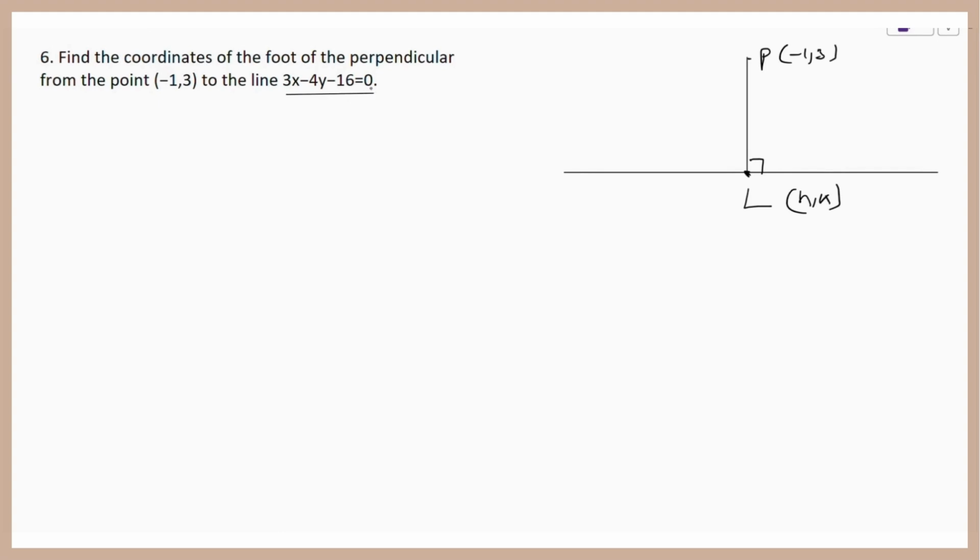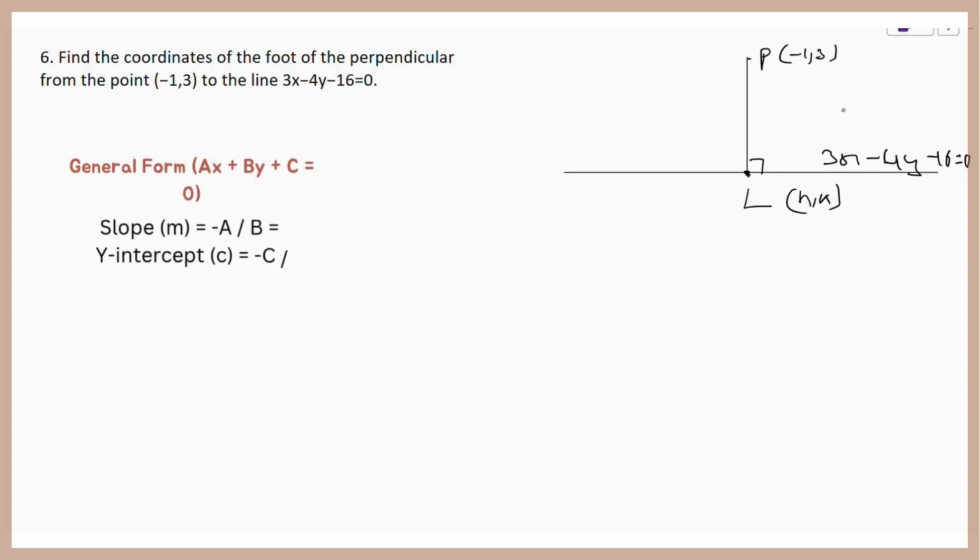Now further, we know the equation of this line. The line equation is given as 3x minus 4y minus 16 equals 0. Now we can find the slope of this given line. We know the equation, so using minus a by b, the slope of this line, say m1, will be equal to minus a over b. So a is 3, so minus a over b, and b is minus 4, so the negatives cancel.